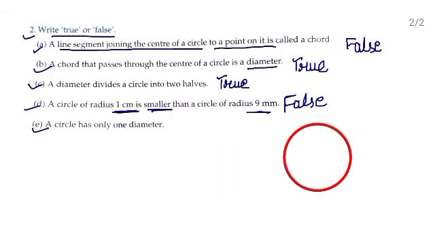Next, E part. A circle has only one diameter. Students, what is diameter? The line that meets 2 points on the circle and which passes through the center. So we can draw so many lines like this, right? We can have so many diameters here, but they said only one diameter, so this is false.